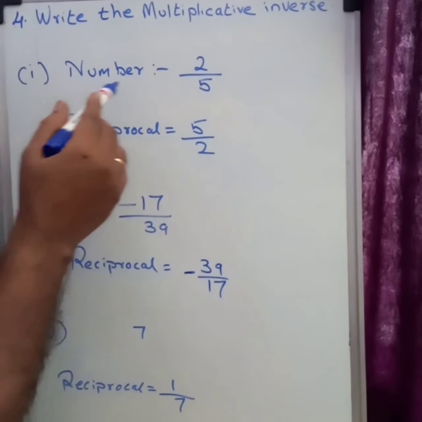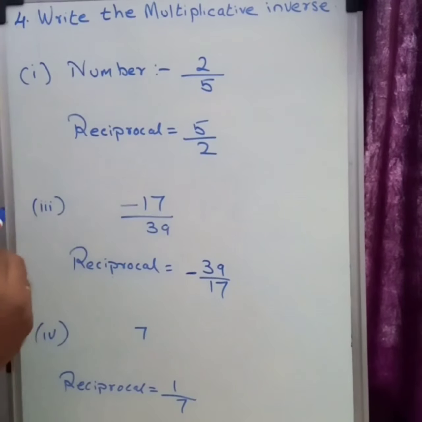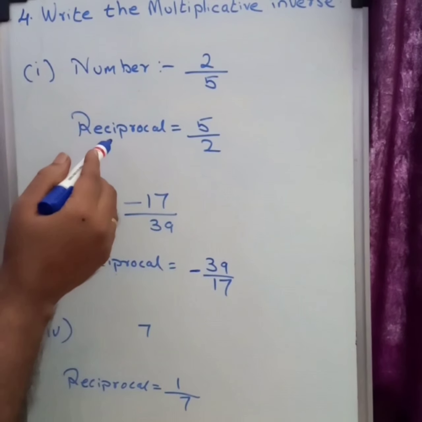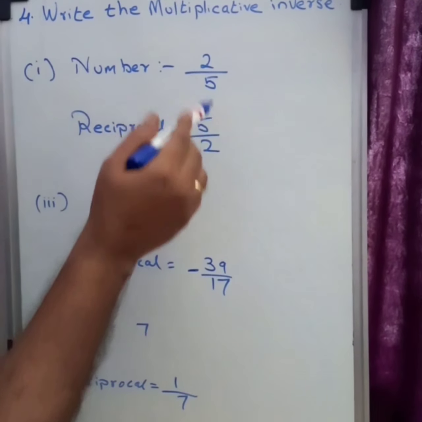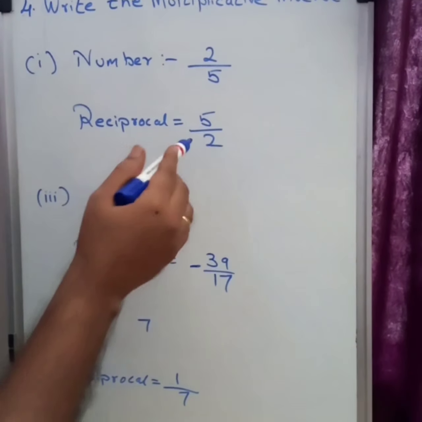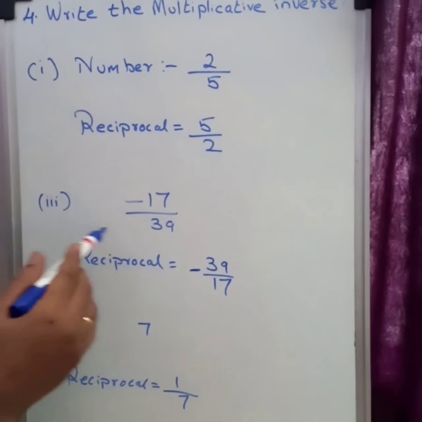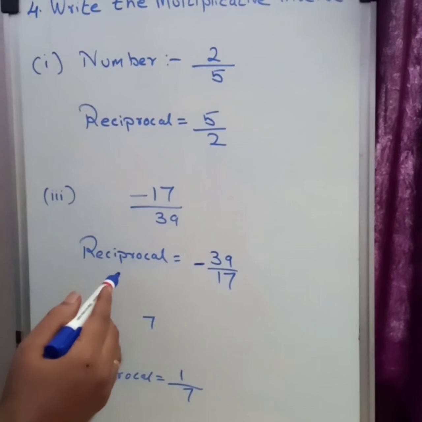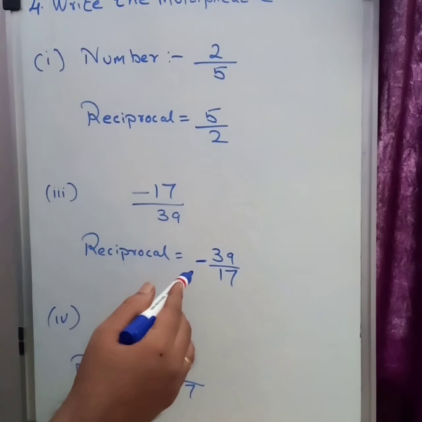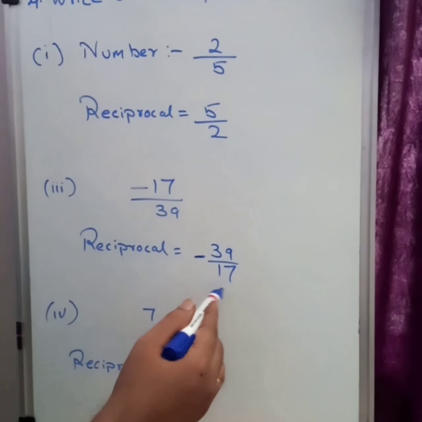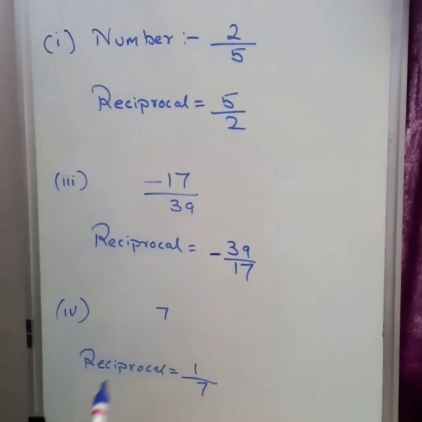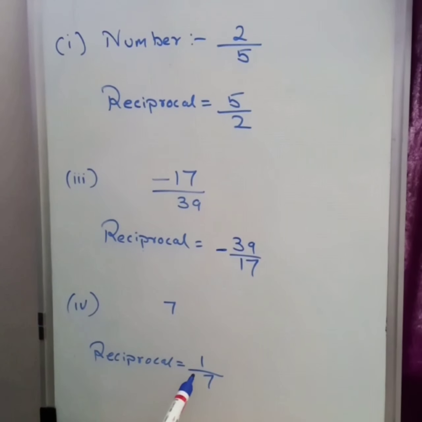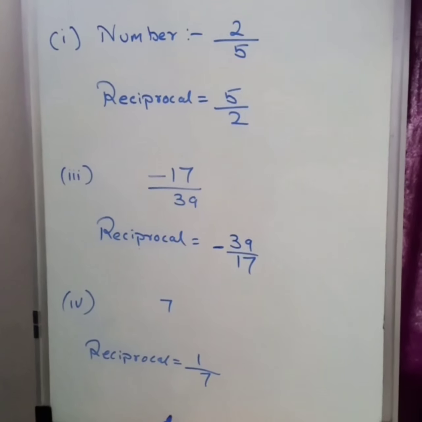The fourth section: write the multiplicative inverse. Here the first sum given is 2 upon 5. In this case we are going to write it in a reciprocal manner. So it is reversed, 5 upon 2. The third sum, minus 17 upon 39. The reciprocal will come as minus 39 upon 17. Here in the fourth case, they have given only 7. So the reciprocal will be 1 upon 7.